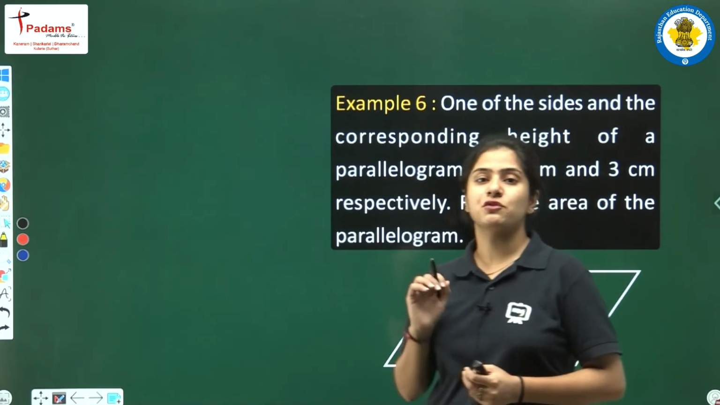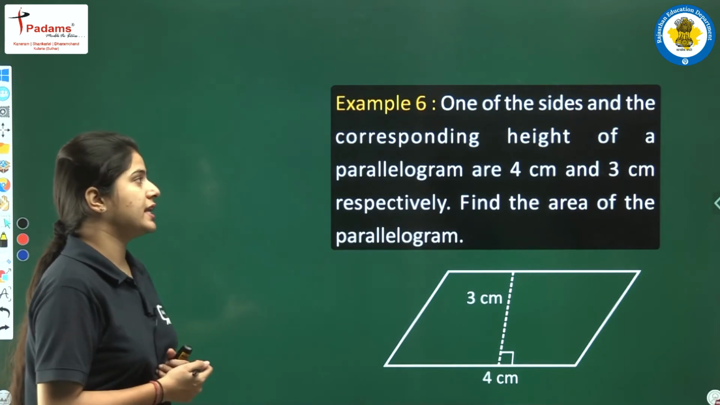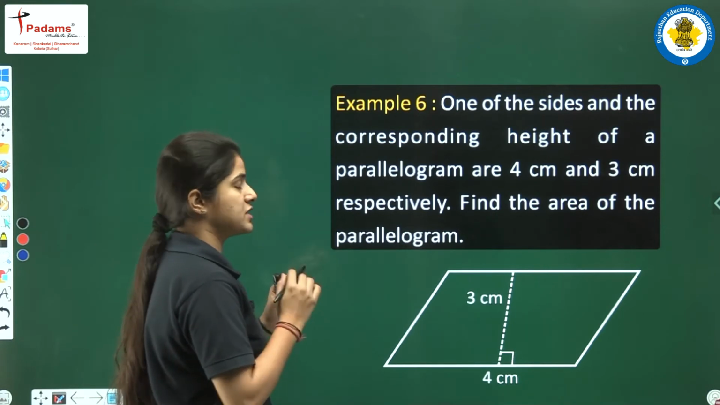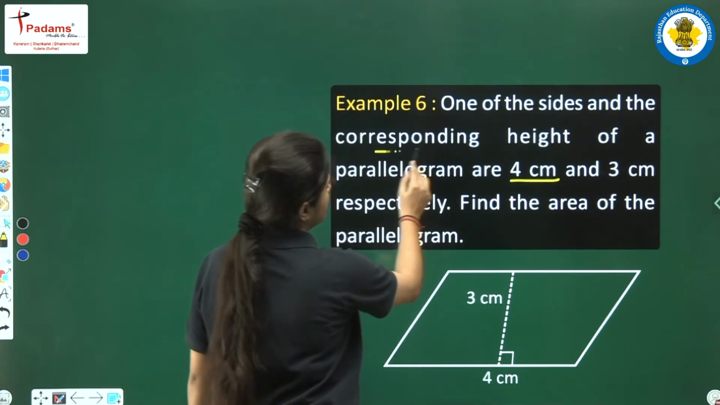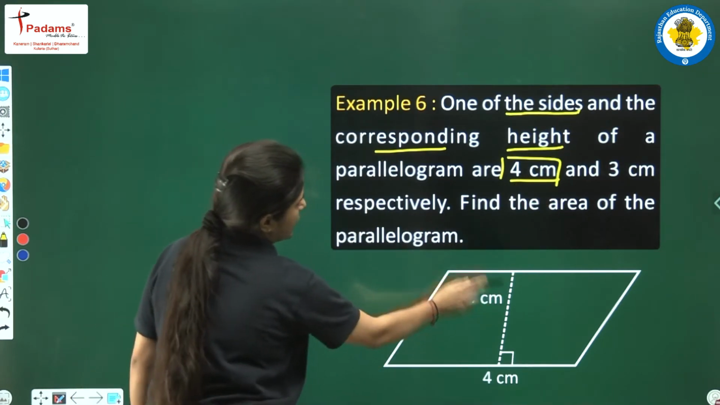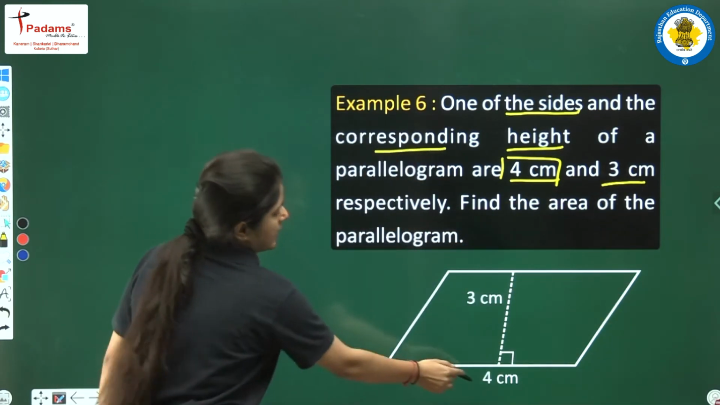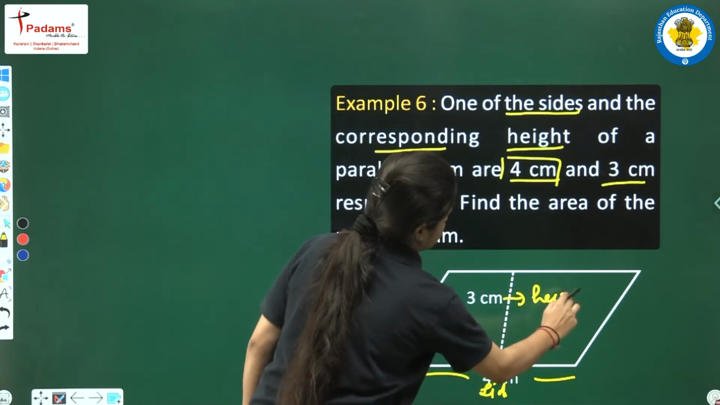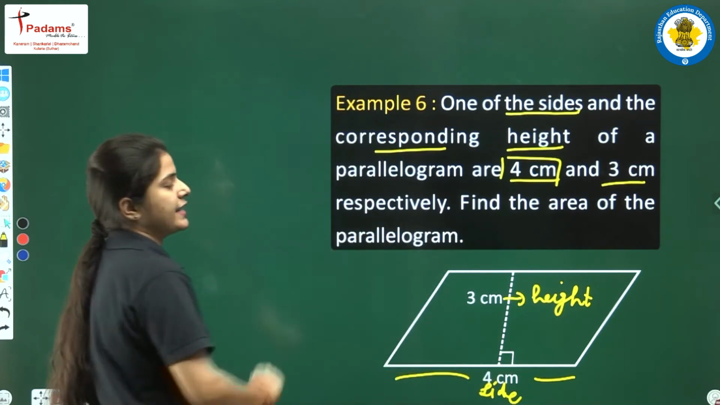Okay, so here comes the first example, that is example number 6. One of the sides and the corresponding height of the parallelogram are 4 centimeters and 3 centimeters respectively. That is, this 4 centimeter is one of the sides and the corresponding height is 3 centimeters, right students? This is the side and this is the height. These two things are given to you, students, respectively. Find the area of the parallelogram.